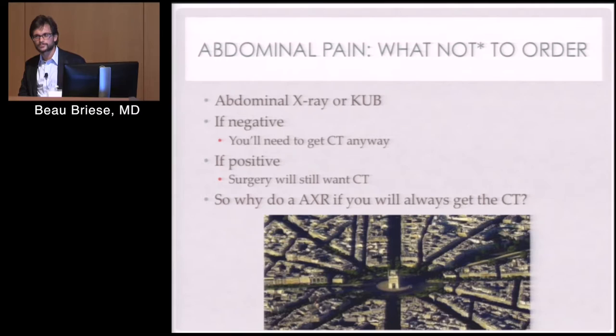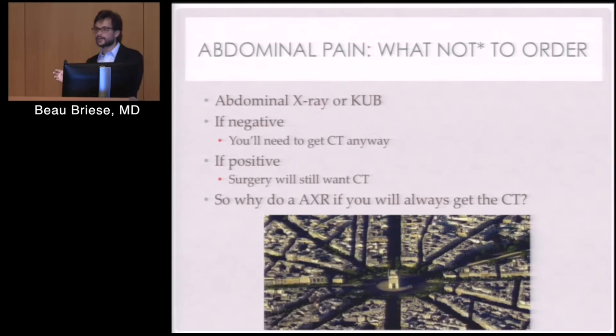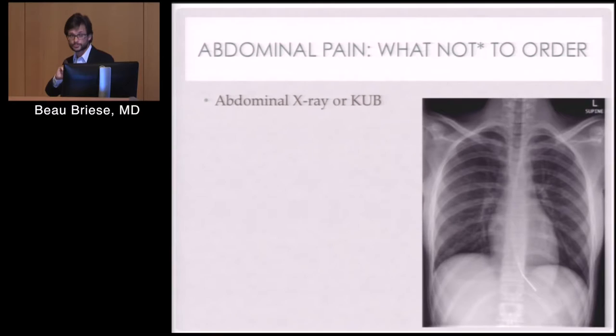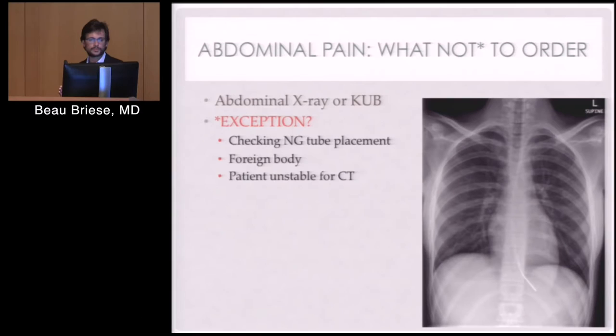Let's start with the least. Right. Although, here's what I would say. You're saying start with the least expensive. An abdominal x-ray plus a CAT scan is more expensive than just a CAT scan, though. So this is personal opinion, but that's sort of the way I'd look at it. Because I generally find in the end, it's hard to rule something out with just the x-ray, and it's hard to rule something in sufficient for surgery to be satisfied. Depends on your institution. Abdominal x-ray or KUB, there are exceptions where everybody's going to agree you should do it. Checking for NG placement, foreign body, patient's not stable enough for CAT scan, then of course, get the x-ray. Get what you can.